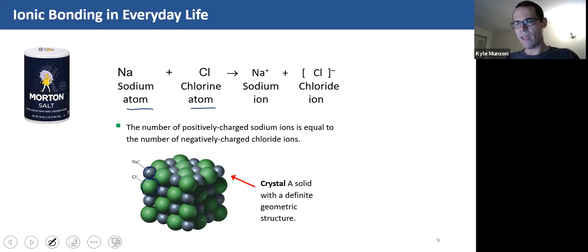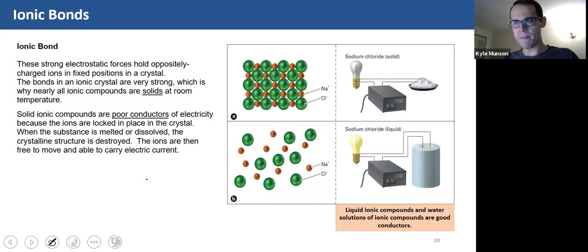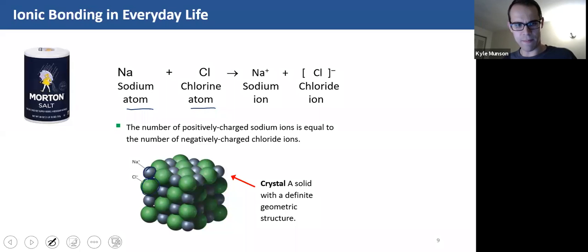Okay, and so in ionic bonding, let me go back actually for a second and just explain a little bit more about what's going on. Remember in the last video, we talked about guys like sodium want to give up an electron to get a noble gas core. And guys like chlorine want to gain an electron to get a noble gas core, which is stable. And that's what's going on here.